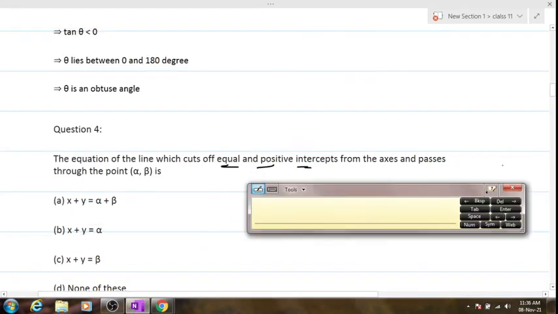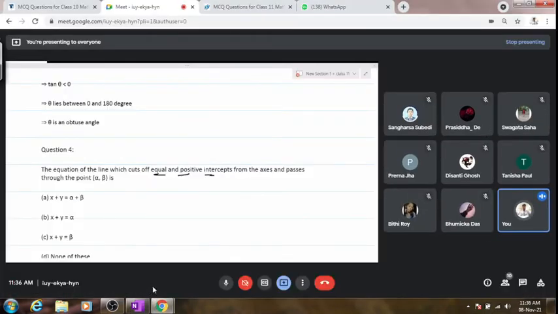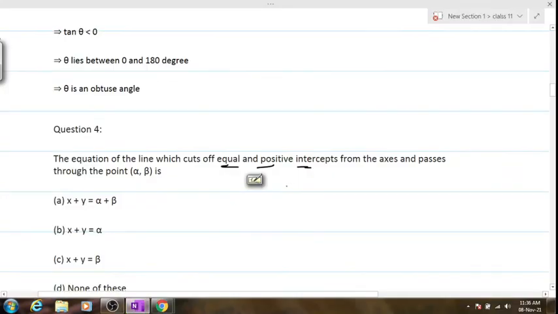Who is telling option number A? Apple. Who is telling Apple? Prerna. So let's see what we get.